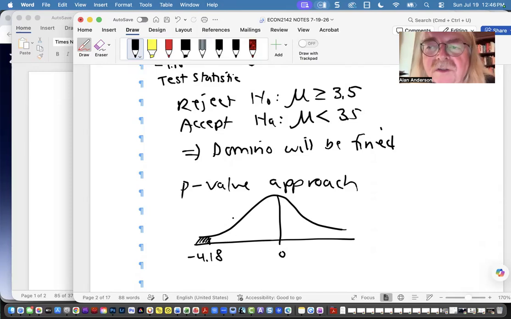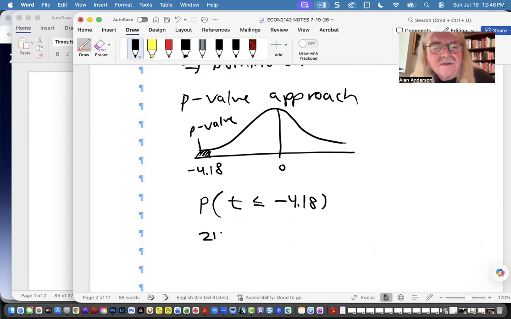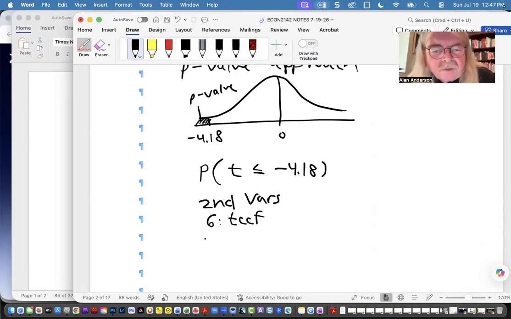So we're looking for a value that's more extreme than the test statistic. And the way we find that is to calculate the probability that t is less than or equal to negative 4.18. And to do that, we need second vars. The one you want now is number 6, tcdf. Great. So it's going to ask for lower limit, upper limit, and the degrees of freedom.